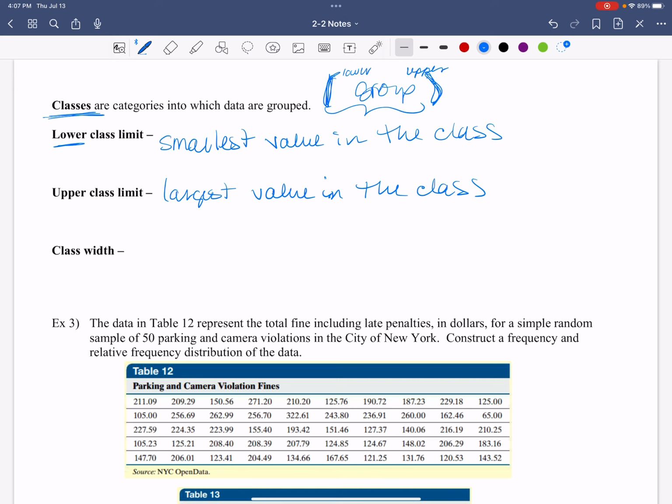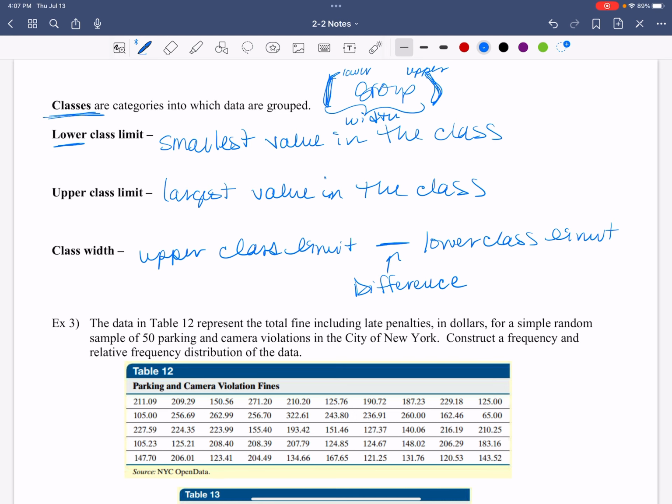Now the width is from the lower to the upper. So you're just going to take the difference, or you subtract, right, upper minus lower, and that's going to give you the width. How much is between there, that's going to be that width. So it's the upper class limit minus the lower class limit, right? It's just the difference between those two. This is a minus sign. That means difference.